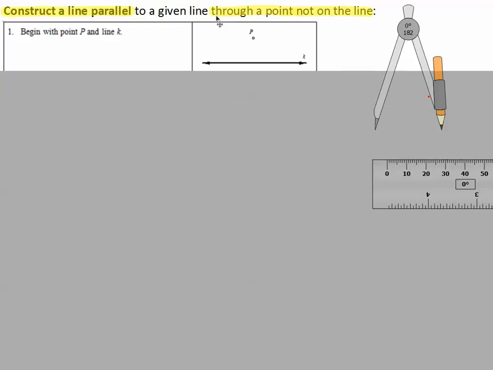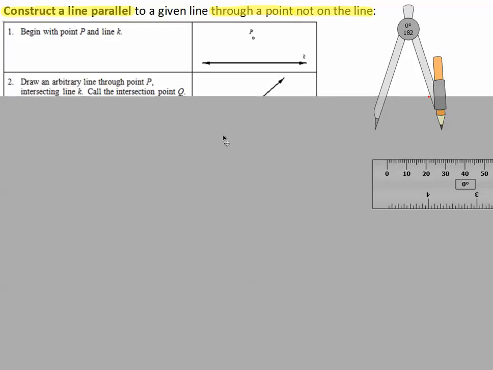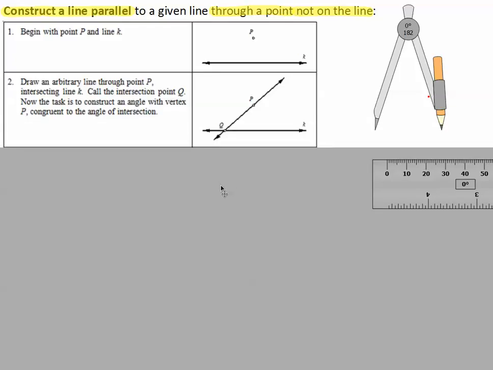Now, remember when it says go through a point, that is where we need to start. So our second step in this is drawing an arbitrary line. Arbitrary means it doesn't matter where it goes through this other line. I could have drawn it like this, I could have drawn it like this, it really doesn't matter. But I picked one place and I drew that line. Make sure it goes through point P and intersects the line that's given. So we're given a point, we draw that line.